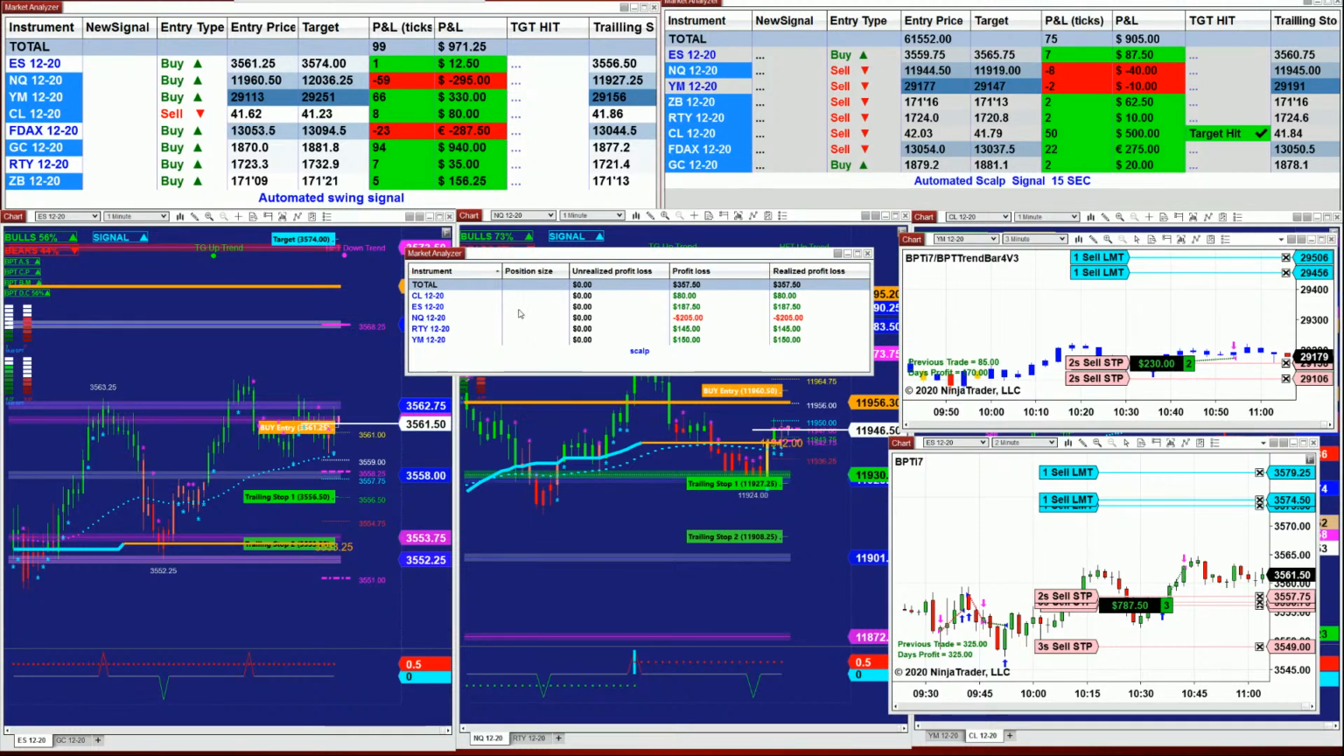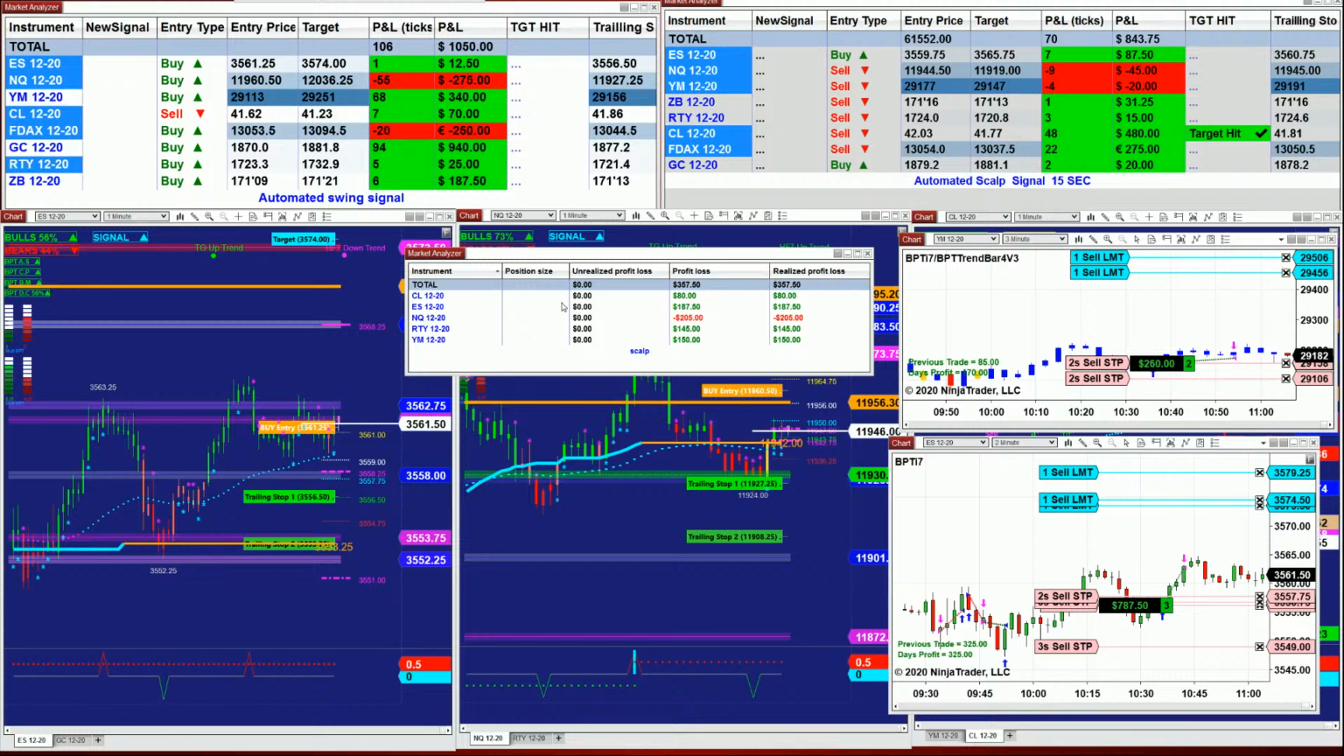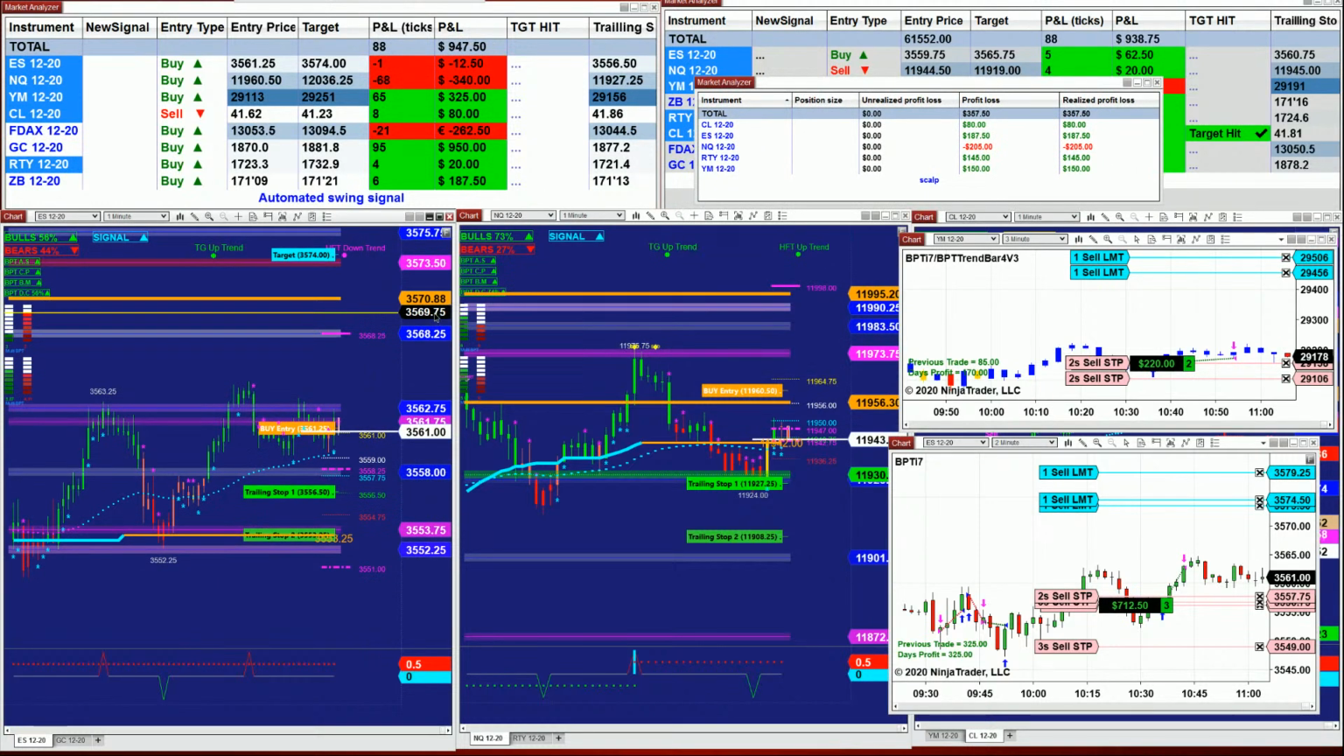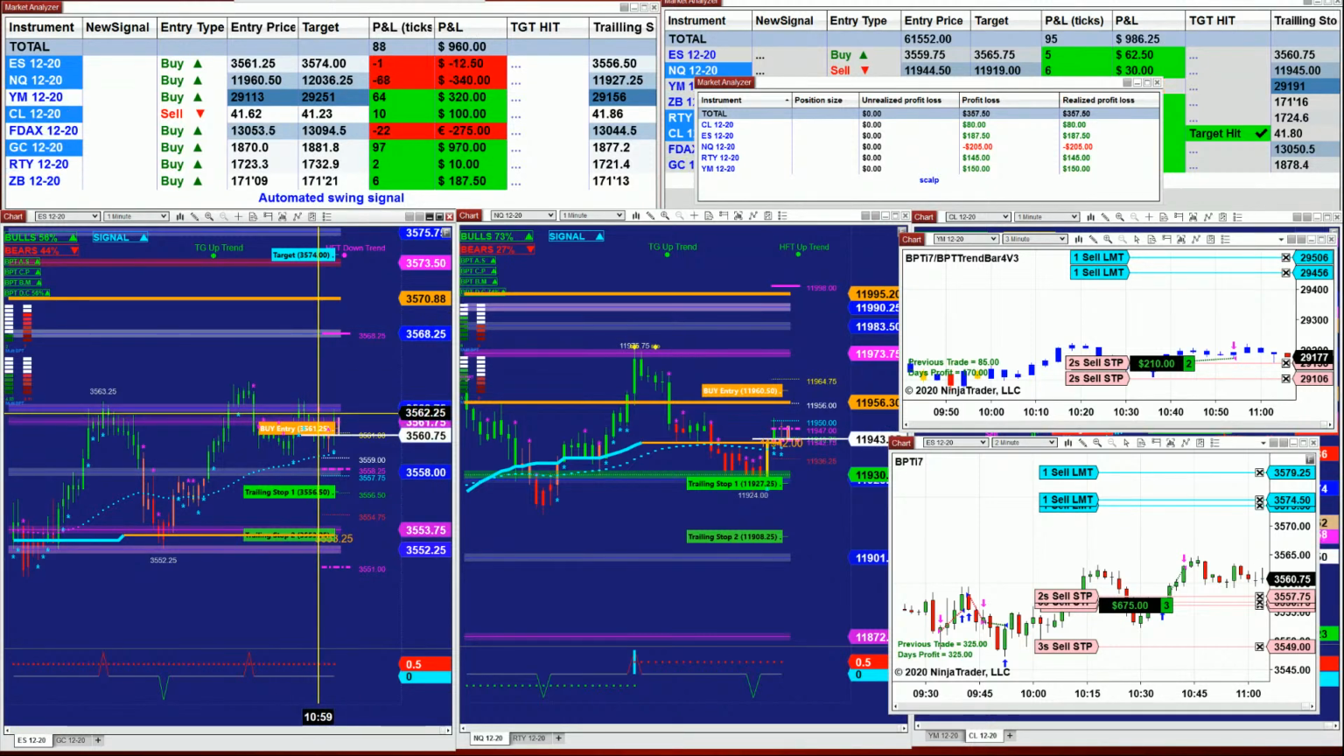None of the ones we are testing is taking a trade. None of them is taking a trade, and that is the beauty of it. Because right now, if you don't know what you're doing on the ES and you are trading manually, you're going to be in a lot of trouble today.